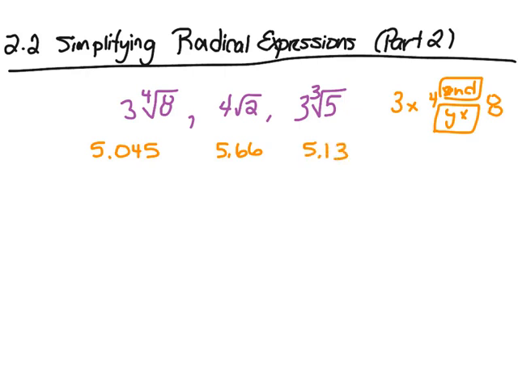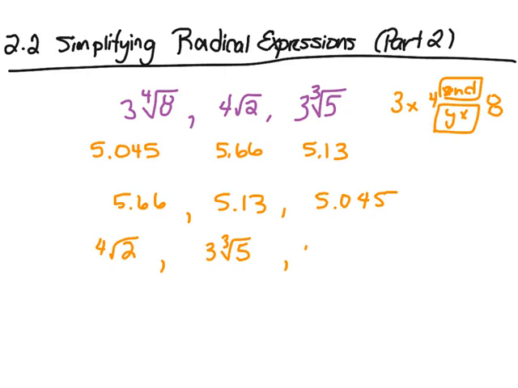So to order them, from greatest to least would be 5.66, 5.13, then 5.045. So 4 root 2, 3 times the cube root of 5, and 4 times the fourth root of 8. So this would be in order from greatest to least.